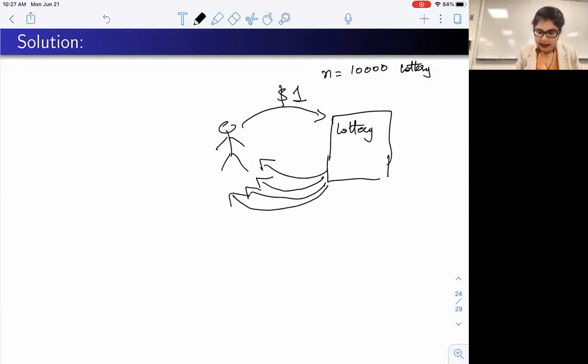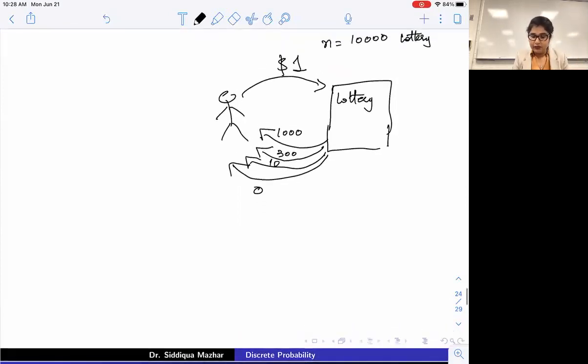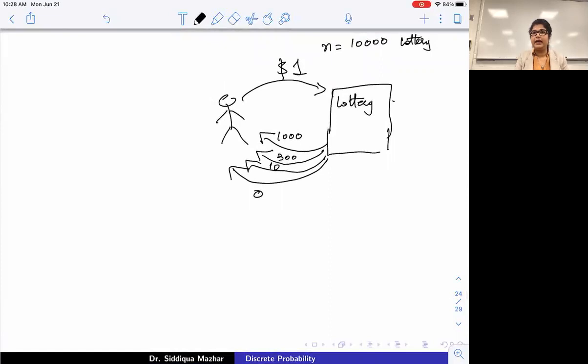One is they are paying $1,000 on 5 tickets. Another is they are paying $300 on 30 tickets and $10 on 50 tickets, and for the rest they pay nothing. So this is how they are paying back to the people. Now we have to check what is the expected payout for the lottery people.